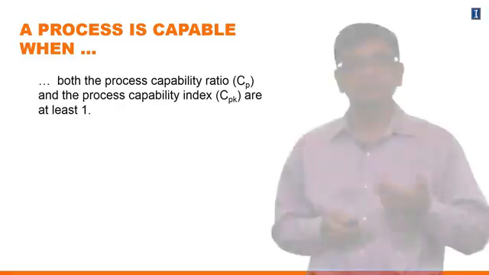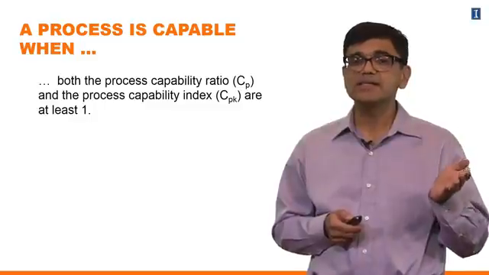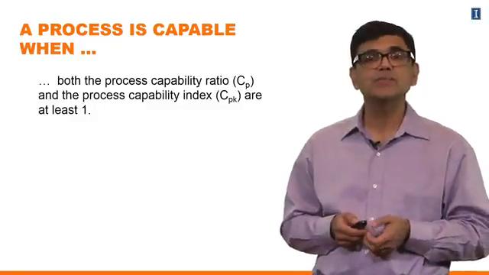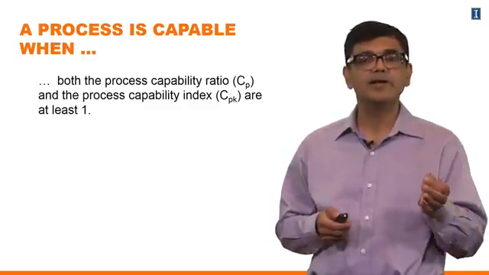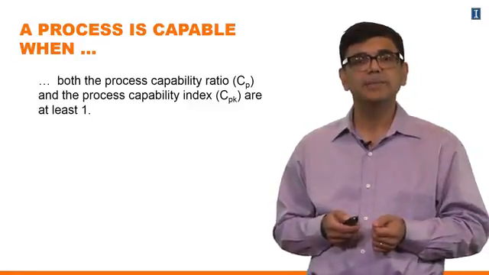right? So in summary, what we're saying is that the process is capable when you have a process capability ratio as well as a process capability index, both being 1 or greater. 1 is a minimum, greater than 1 better, the higher the better, right?